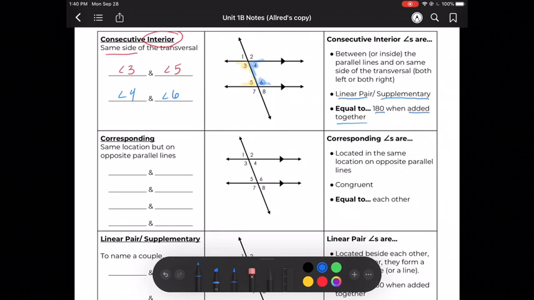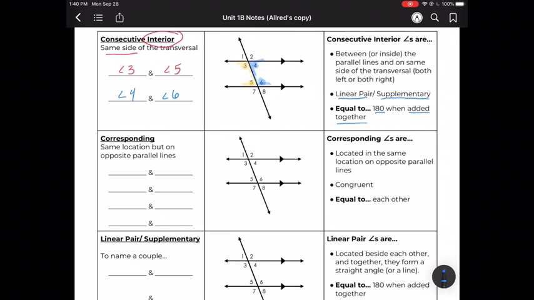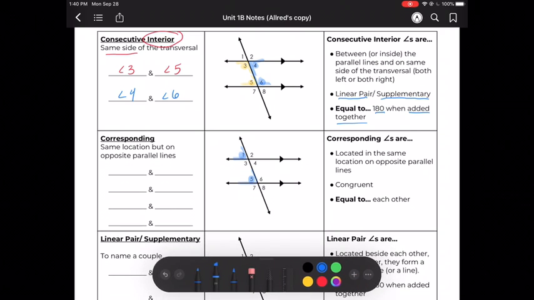And then we move on to the idea of corresponding angles. Now you'll notice there are many more pairs of corresponding angles. Corresponding angles are in the same location but on opposite parallel lines, according to the parallel lines. So angle 1 would be corresponding to angle 5. They're on the same side of the transversal, but they're on different ones of the two parallel lines.